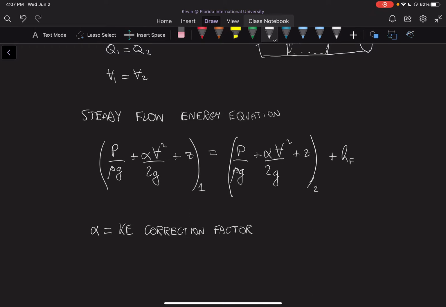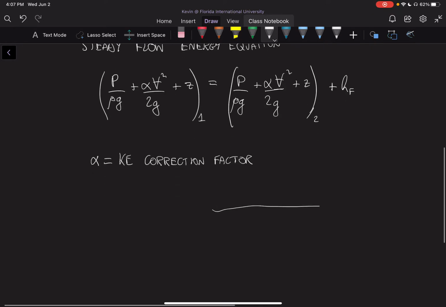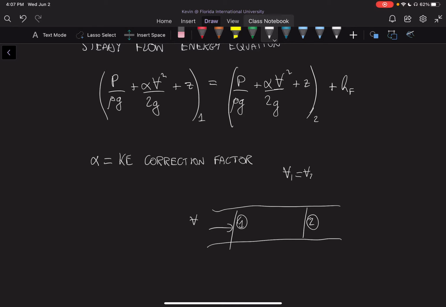Now, in the case of a simple pipe flow going from 1 to 2, okay, if we just have plane 1 and plane 2 with velocity going in like this, we know that velocity 1 is equal to velocity 2. And since velocity 1 is equal to velocity 2, we can say that alpha 1 is equal to alpha 2. So we can say that in the above equation, the velocity term would essentially cancel.